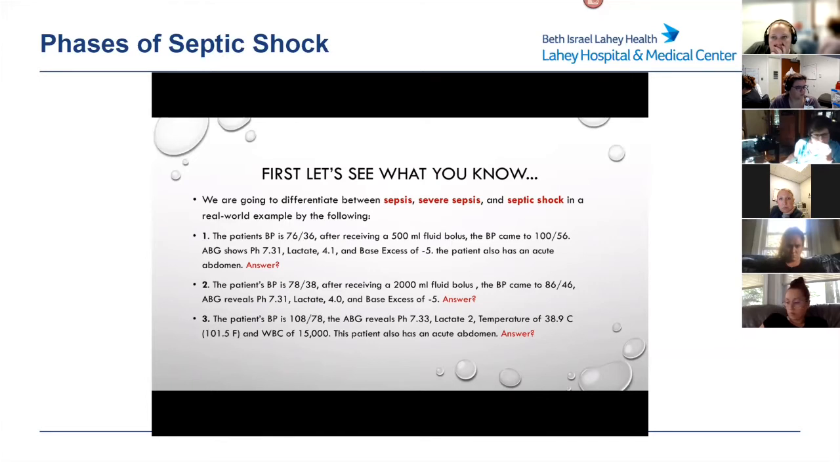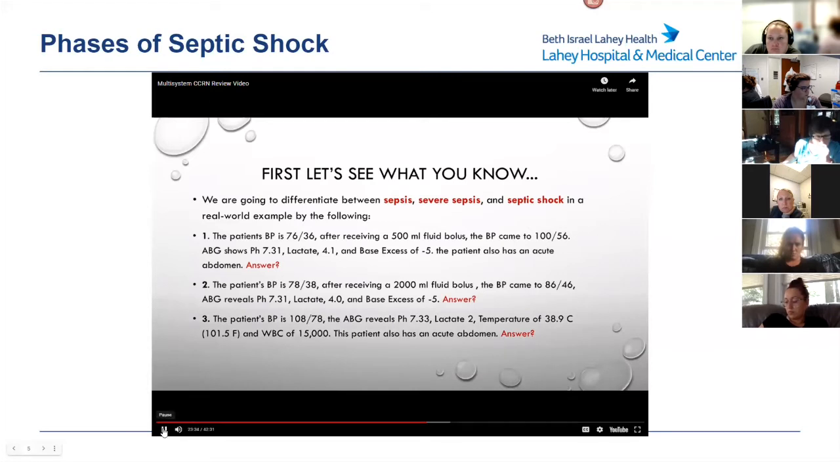Number 3, the patient's blood pressure is 108/78. The ABG reveals a pH level of 7.33, a lactate of 2, a temperature of 38.9 degrees Celsius, which is 101.5, and a white blood cell count of 15,000. This patient also has an acute abdomen. So you think you have the signs of the elevated temperature, the elevated white cell count, fairly normal blood pressure, but an altered ABG. So what do you think that answer is?